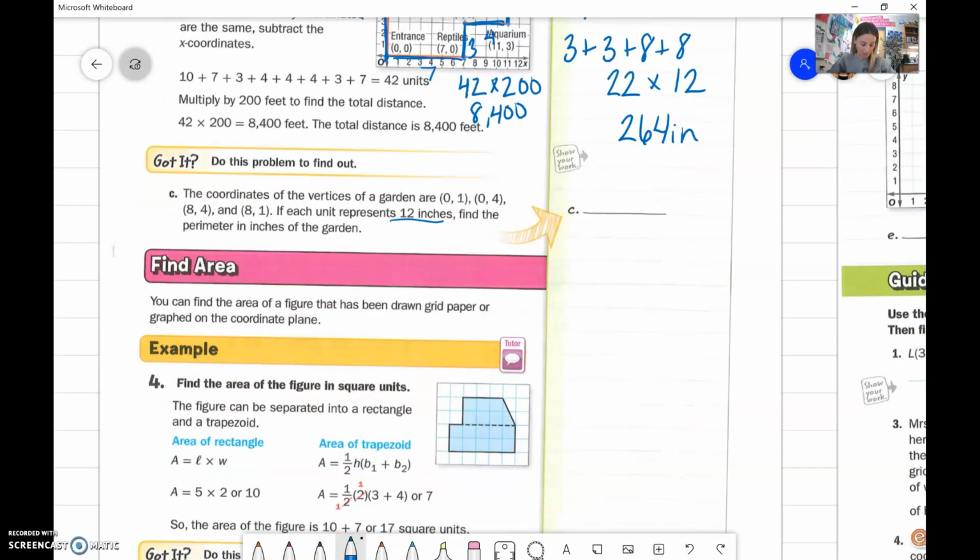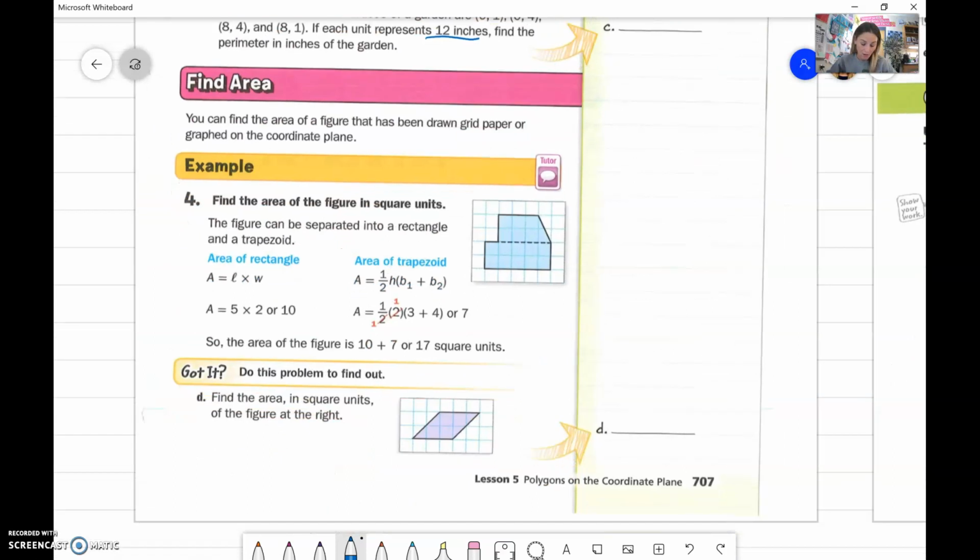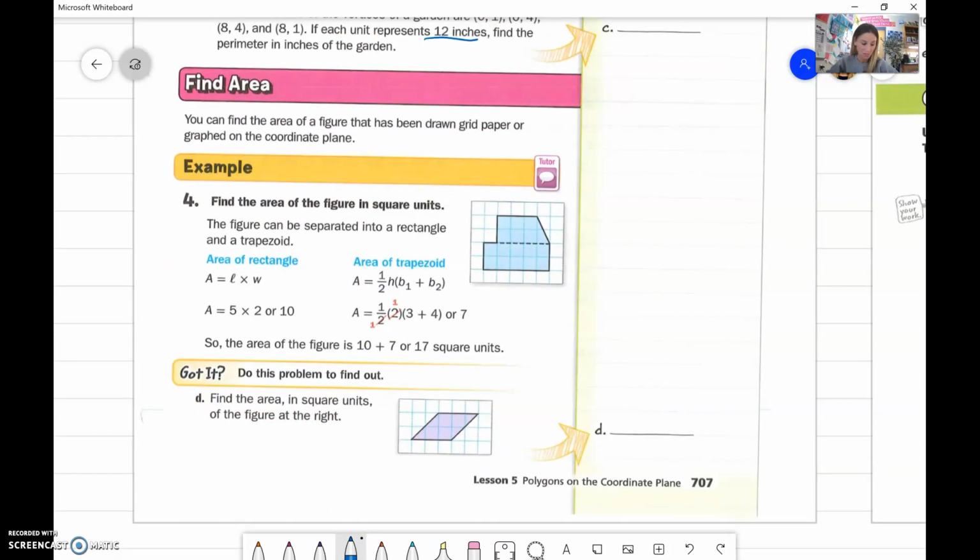Okay, so now let's talk about the area. When we find the area, you're going to see that we have different figures, and we need to cut them down to figure out how we're going to solve this. So we have to remember area of a trapezoid, area of a rectangle. You're going to see this shape, and I can make a rectangle here and a rhombus here.